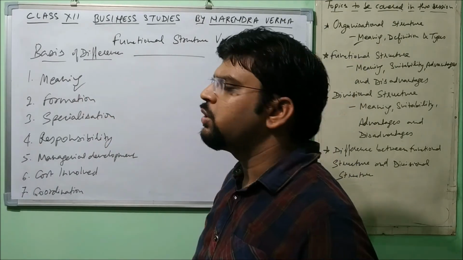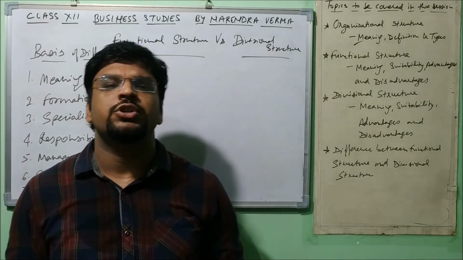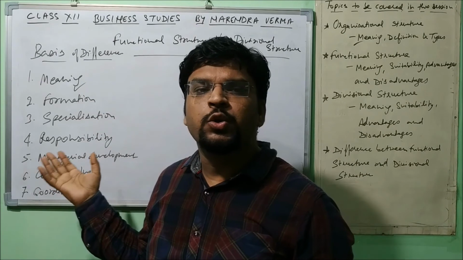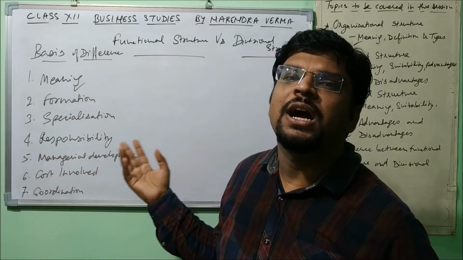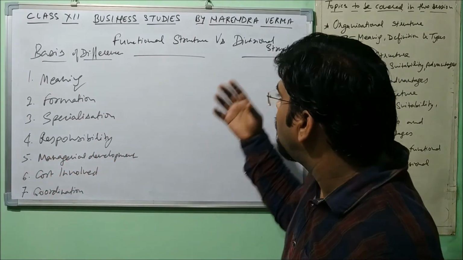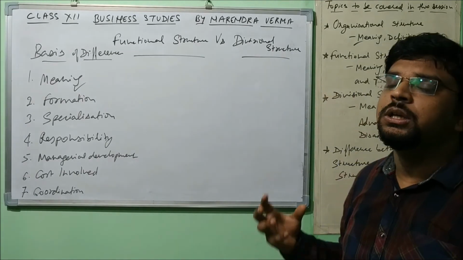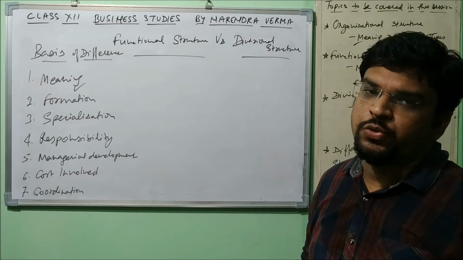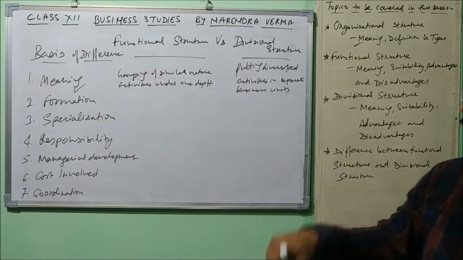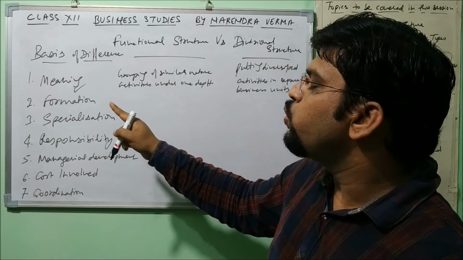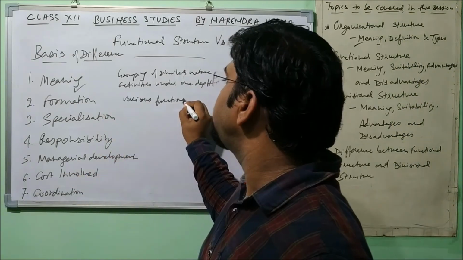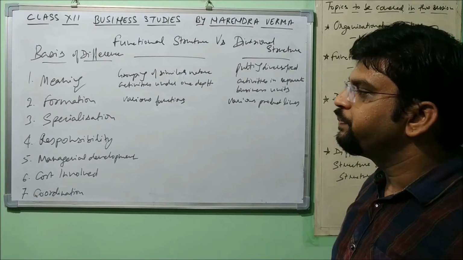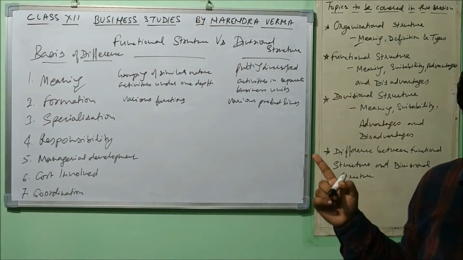Very first is the meaning. Here you can write down the definition of the two. Functional structure means grouping of similar nature of activities under one department. Divisional structure means grouping the diversified activities, separating the business units. So that is about the meaning. Now formation. The functional structure is formed due to the various functions, right? And the divisional structure is formed due to the various product lines, right? Because it is done on the basis of the products.